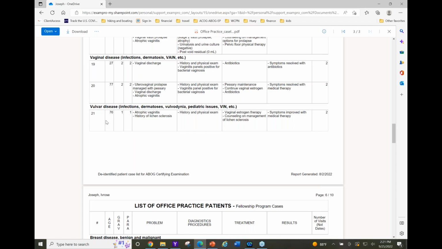Because long-term maintenance therapy once or twice a week would generally be low risk and would potentially have some benefit, both for preventing recurrence of symptoms and also possibly lowering the risk of squamous cell carcinoma.